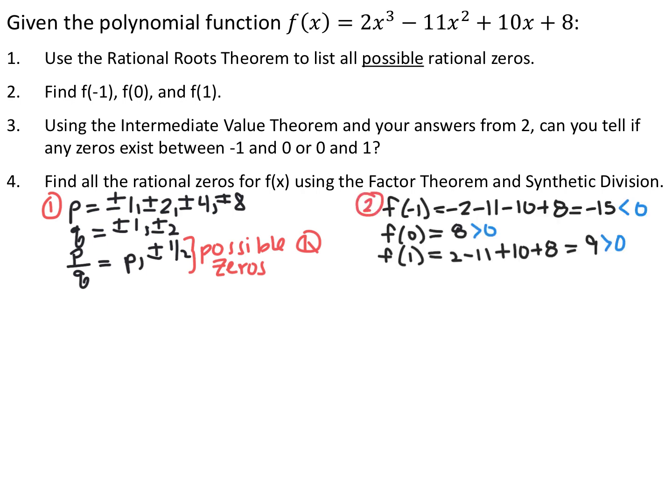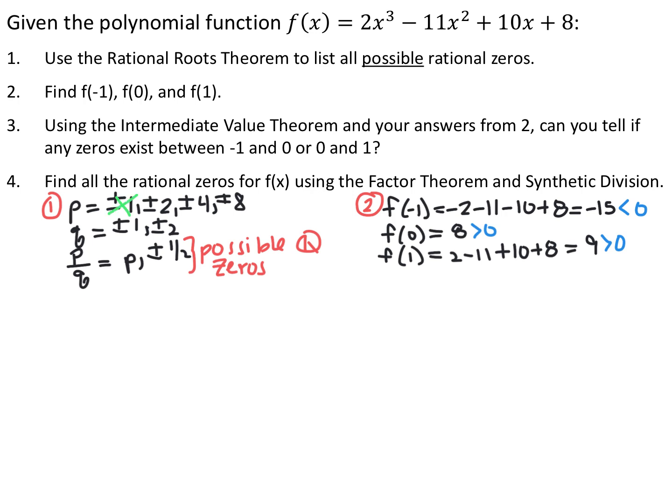When you plug in -1, all of your odd powers of x have coefficients that change signs, and anything that's even stays the same sign. So it becomes -2, -11, -10, plus 8, and you end up with -15. When I plug in 0, you just get the constant on the end, so you get 8. And if I plug in 1, all of my powers of x just become 1, so it just becomes your coefficients: 2 minus 11 plus 10 plus 8, so you get 9.